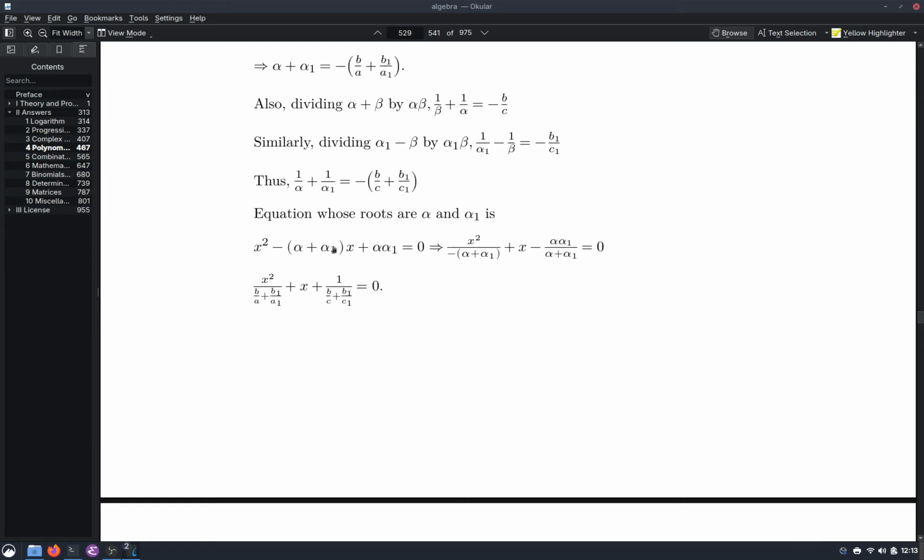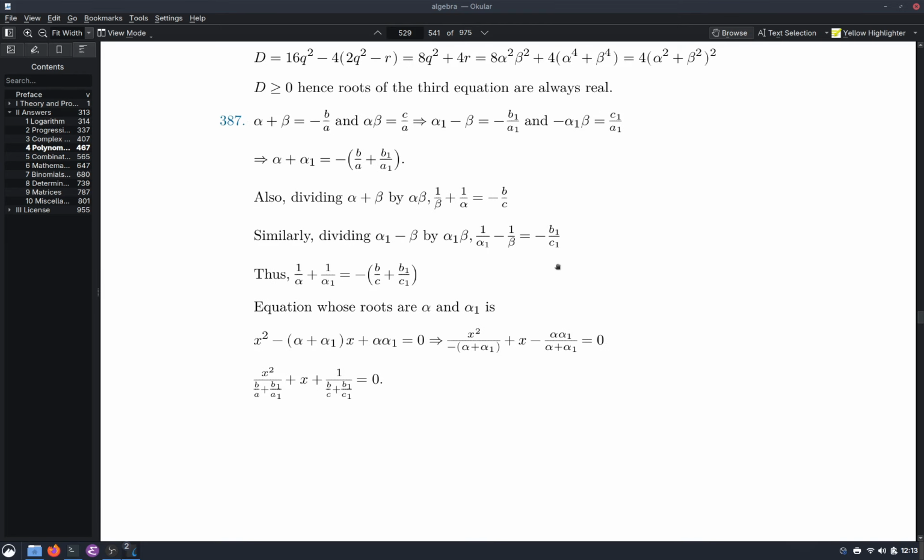x square minus (alpha plus alpha 1)x plus alpha alpha 1. We divide the entire equation by minus of (alpha plus alpha 1). We get x square by minus (alpha plus alpha 1) plus x minus alpha alpha 1 by (alpha plus alpha 1). And then we substitute the values of alpha plus alpha 1 and 1 by alpha plus 1 by alpha 1. And that's how we arrived at this equation.